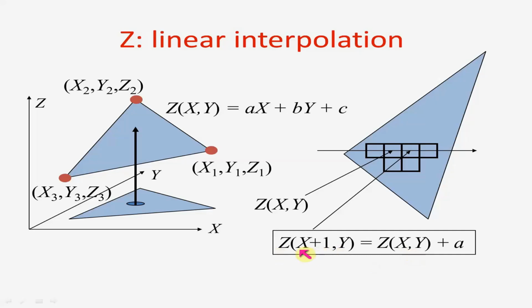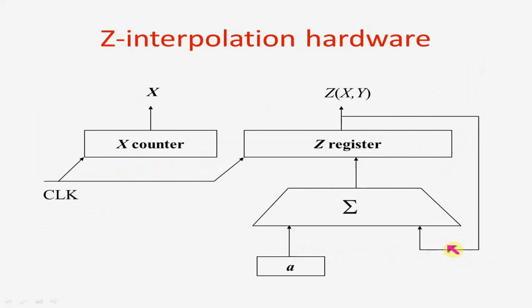Indeed, the difference between the z of x plus 1 and the z of x is just a constant, which is called here by a. Such an incremental algorithm is easy to implement directly in hardware. A counter increments its value to generate coordinate x for every clock cycle. Simultaneously, a register that stores the actual z-coordinate in a fixed point format is updated through an adder, so it is increased by constant a for every clock cycle.